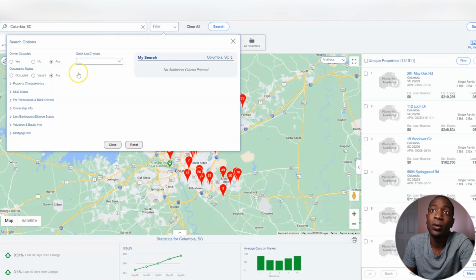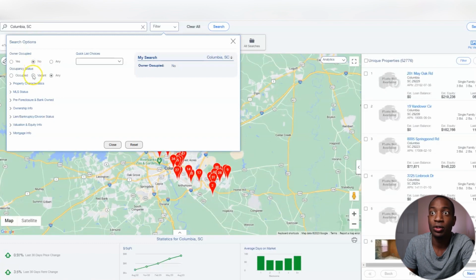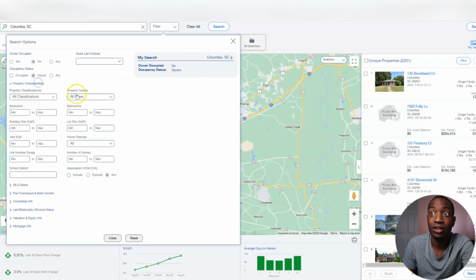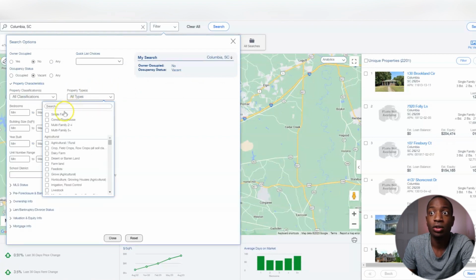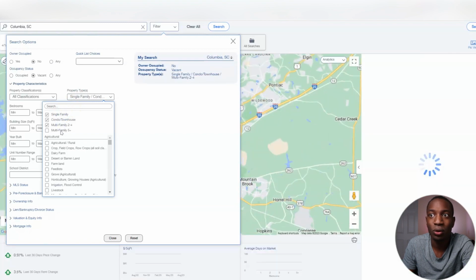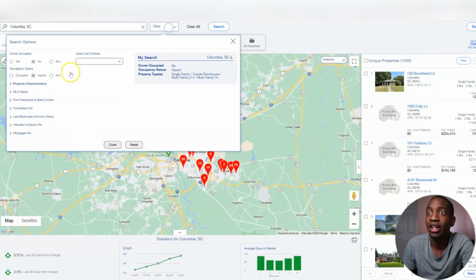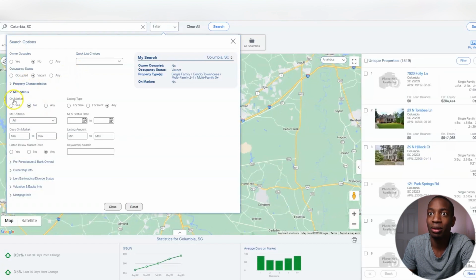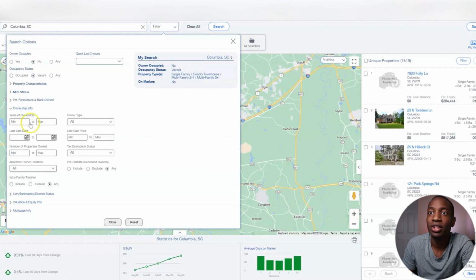And so what I'm going to do, I'm going to go towards a non-owner occupied property and I'm going to make sure it's vacant. That's going to bring my list even lower if I don't want it to be as broad or general. Property characteristic right here, I'm going to do either single family, condo, multifamily 2 to 4, or multifamily 5+. And then from here, MLS status, I don't want it to be listed. I want off-market properties.